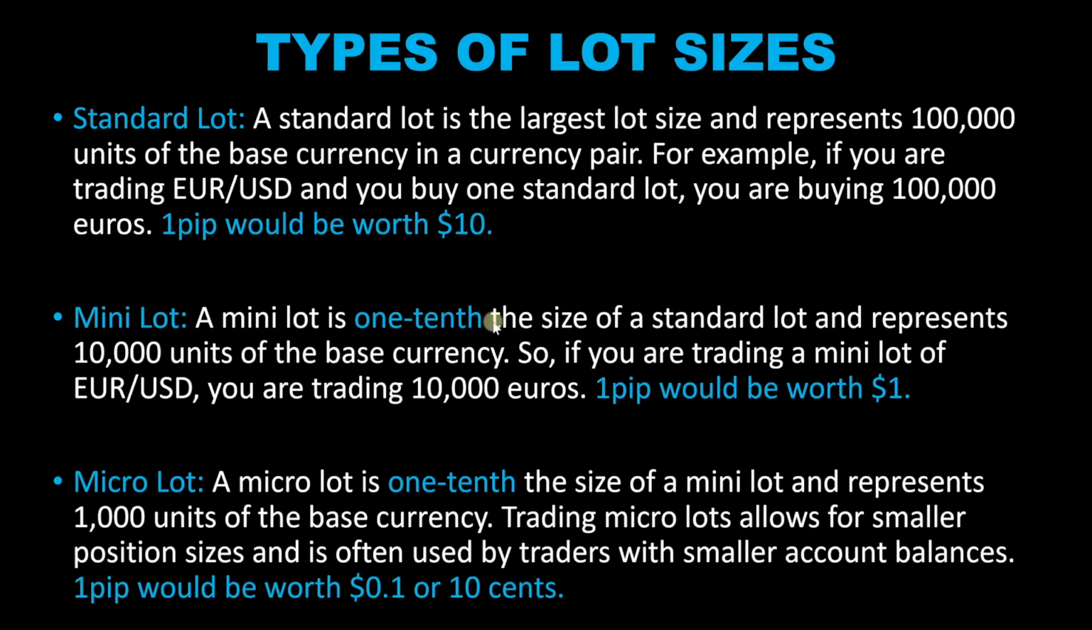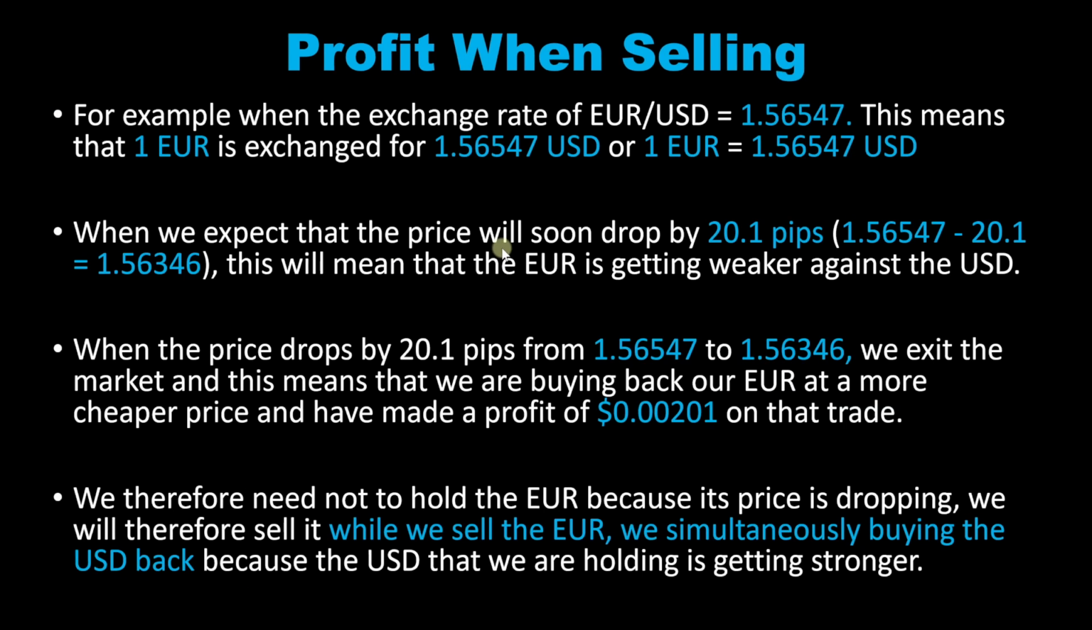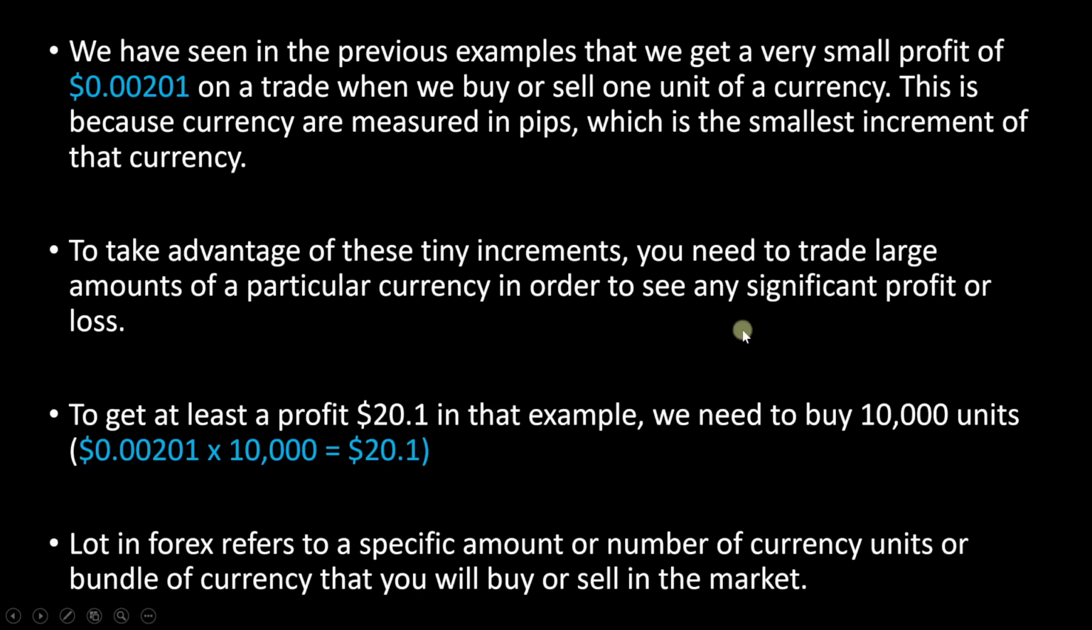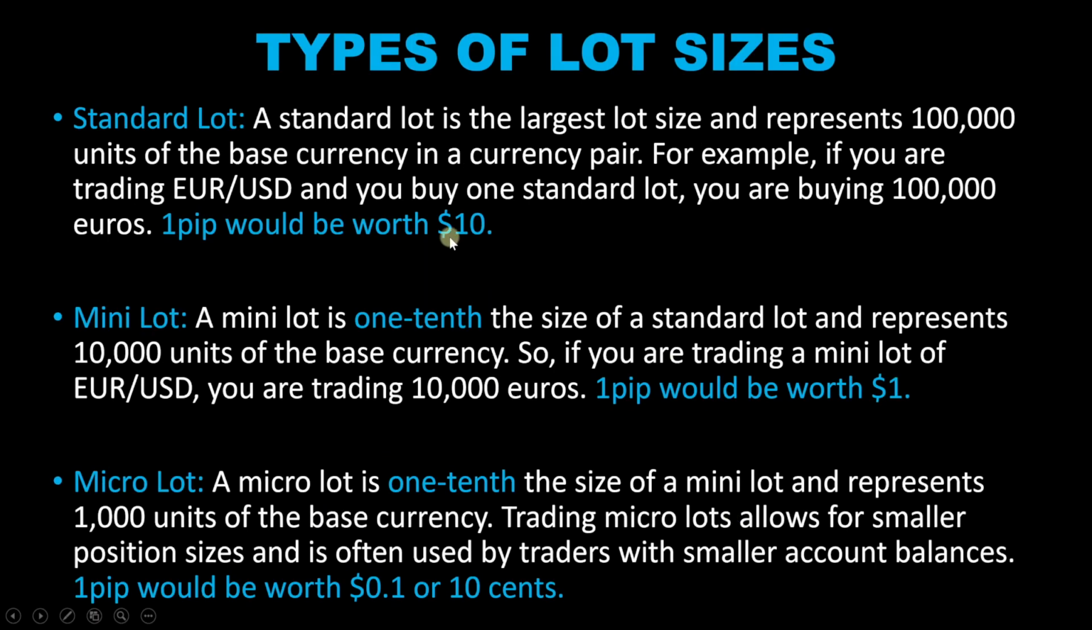First one, there is a standard lot, and the standard lot is the largest lot size, represented by 100,000 units of the base currency in a currency pair. For example, if you're trading Euro USD, then you must get this one right. If you don't get what a lot size is, then you will be having problems when you want to trade Forex. If you're trading Euro USD and you buy one standard lot, then you're buying 100,000 euros. Therefore, one pip would be worth $10, because when it was 20 pips, then the 20 pips became $20. But this one now becomes, one pip is worth $10.